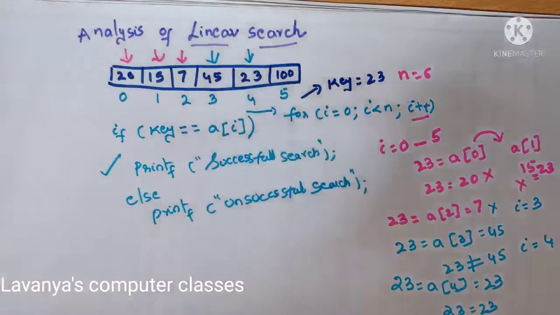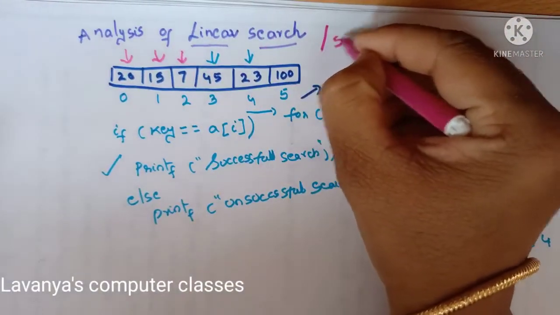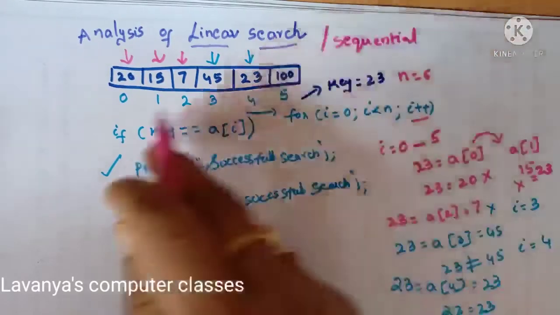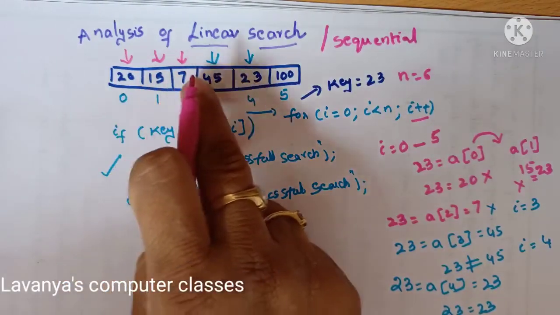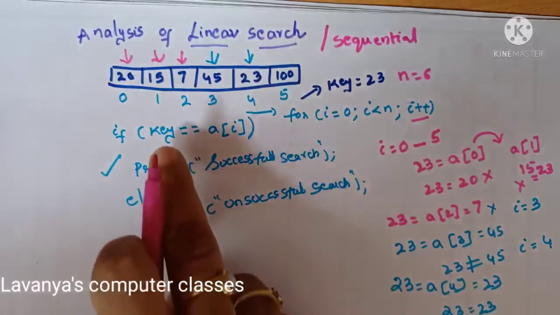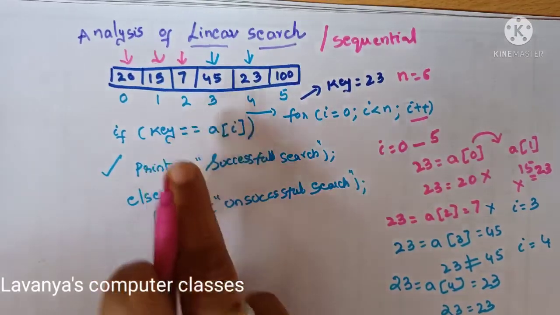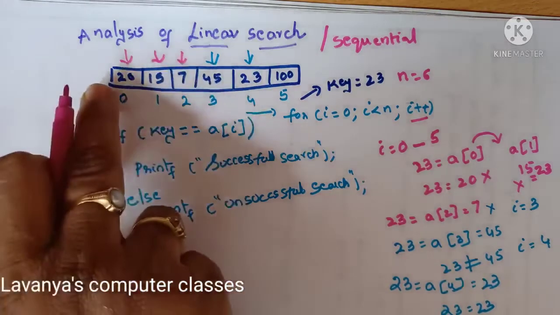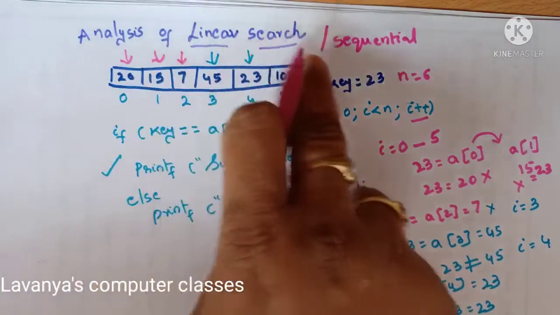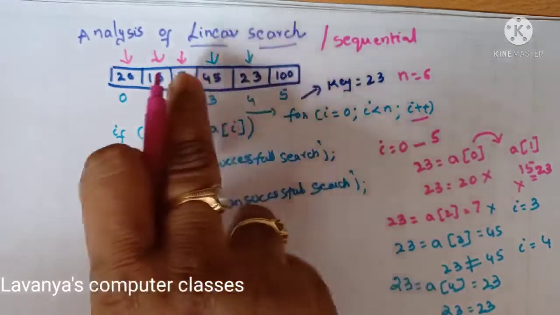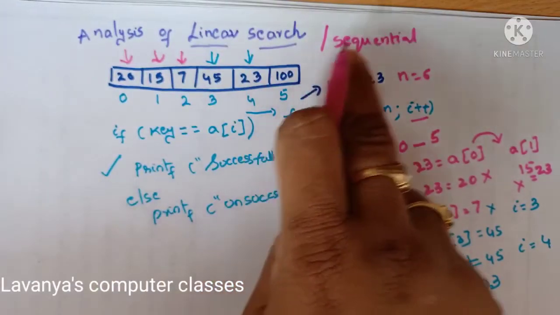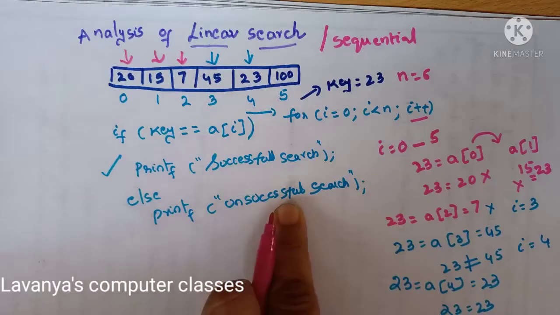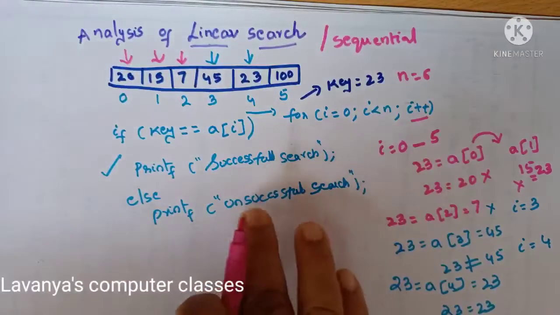Linear search is also known as sequential search. Sequential search means sequentially, one after another, each element is compared with the key element. Whenever both are the same, immediately we report a successful search. Otherwise check one after another till the last element. At the end of the list, if we are not getting the key element, it is called an unsuccessful search. This is the concept of linear search.